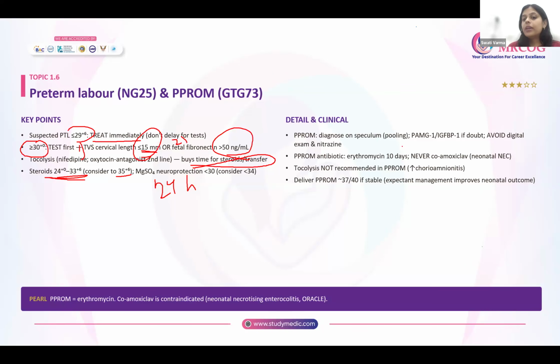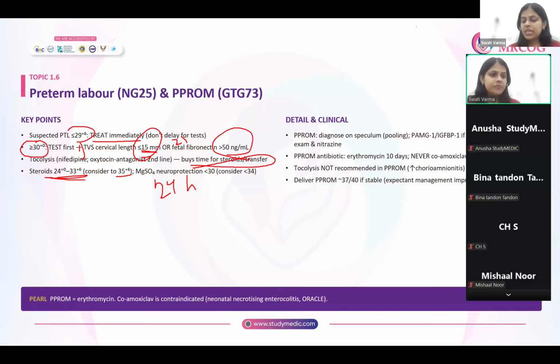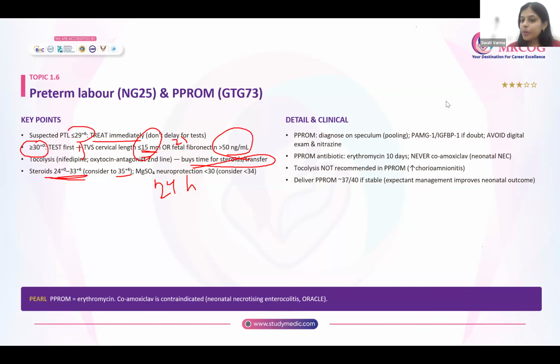Now next come to PPROM. Diagnose on speculum whether pooling is visible or not. If pooling is visible, clinically or visually, you are sure of PPROM. If no, you are doubtful, pooling is not visible, then you can carry out these two tests of vaginal fluid: placental alpha microglobulin 1 or insulin-like growth factor binding protein 1. Avoid digital examination and nitrazine. Antibiotic, what you will give? The preferred one is erythromycin for 10 days or till the time she delivers, whichever is sooner. Never co-amoxiclav because it poses a risk of neonatal necrotizing enterocolitis.